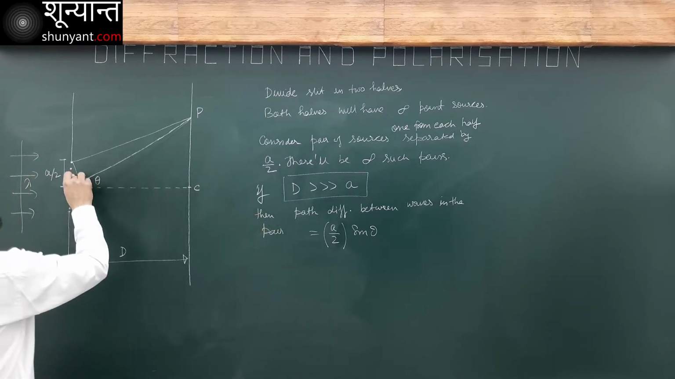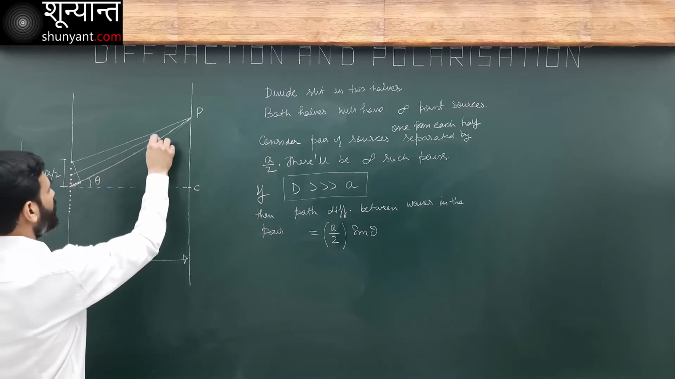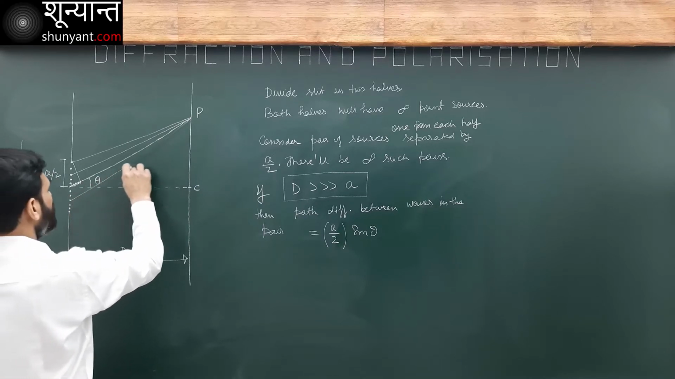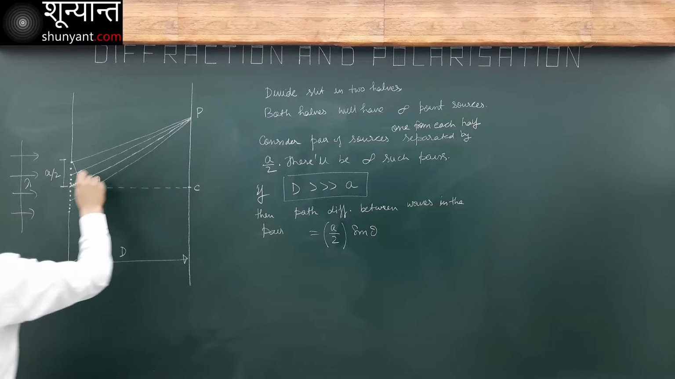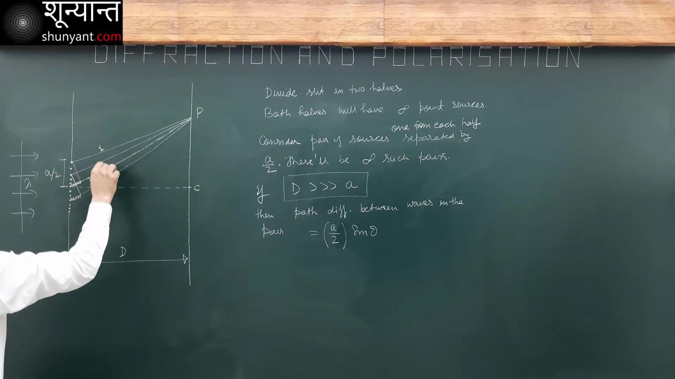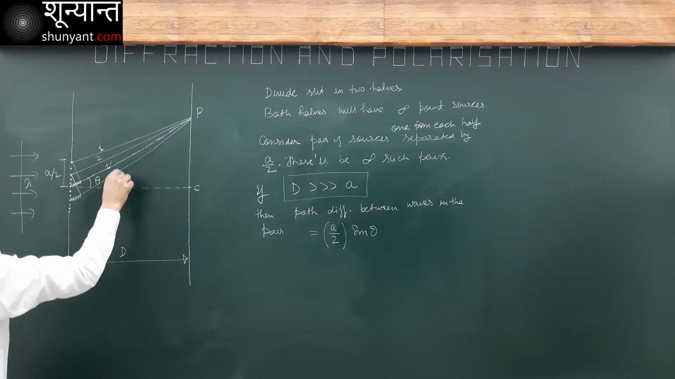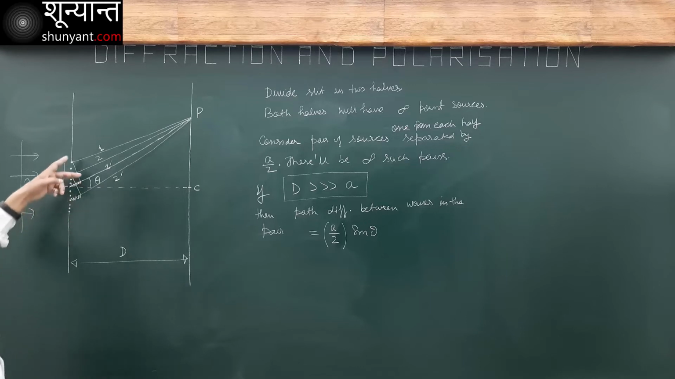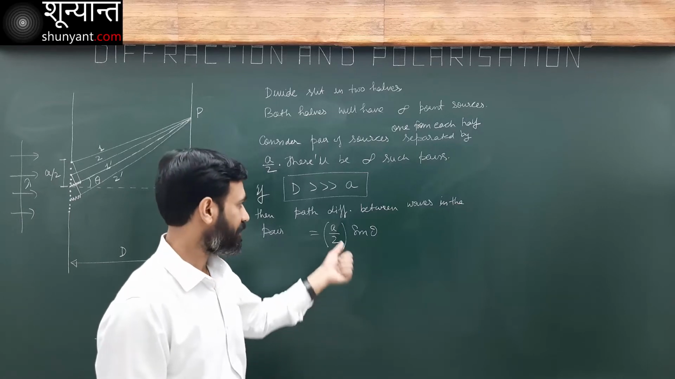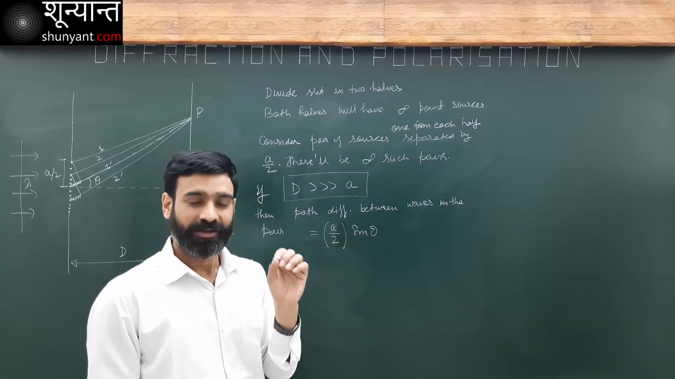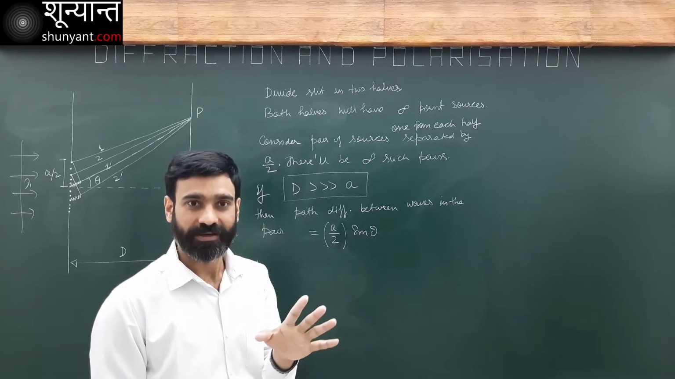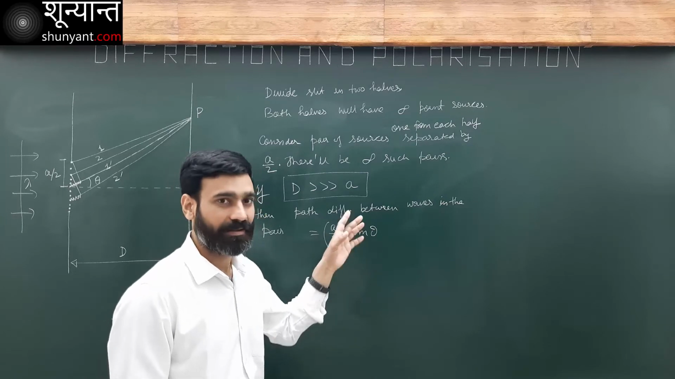Now, if I look at any other pair, here also the two waves of the pair are separated by the same distance. So this is 1 and 1 dash, this is 2 and 2 dash. If the path difference between the waves of one pair is a by 2 sin theta, then the path difference between the waves of all the infinite pairs will be a by 2 sin theta.